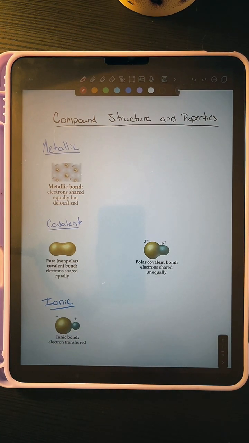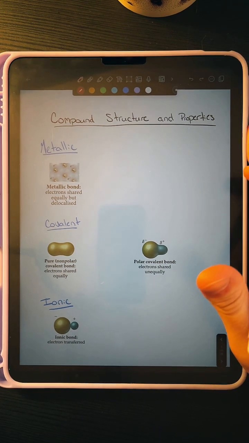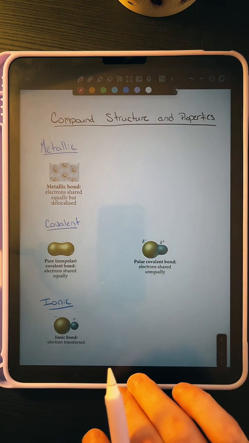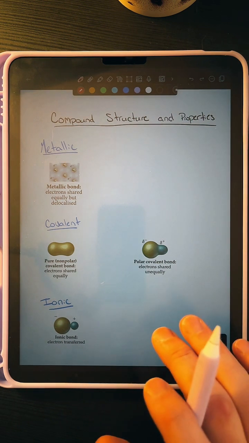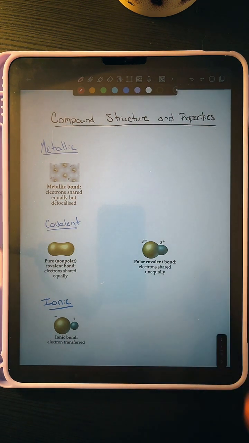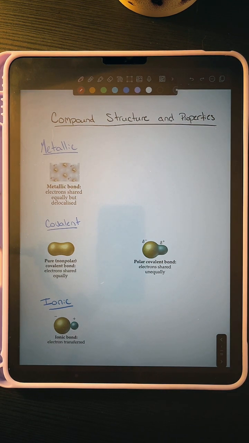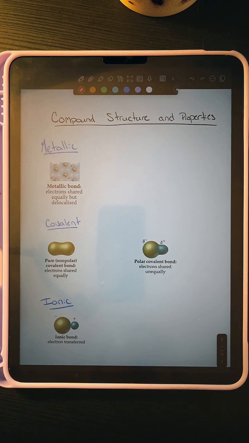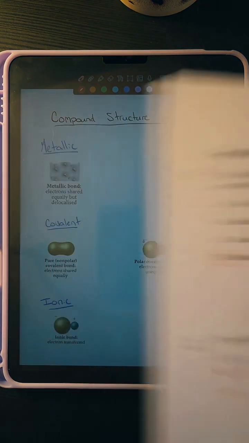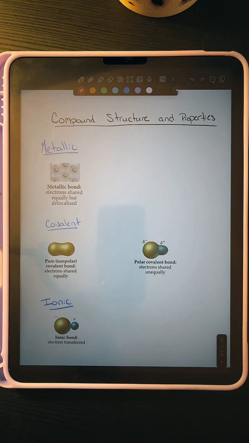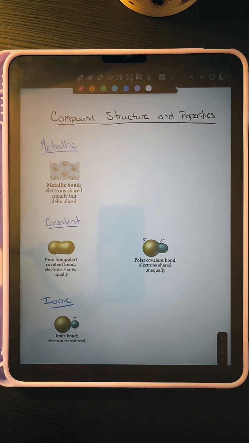So what we're going to talk about today is compound structure and properties. We're going to go through the different types of bonding. We'll go through Lewis dot structures. We'll talk about energies associated with these. We will also talk about VSEPR theory and hybridization. So this first half hour is going to be a lot of me talking, and then we'll jump into the practice problems. So let's go through and start talking about these.